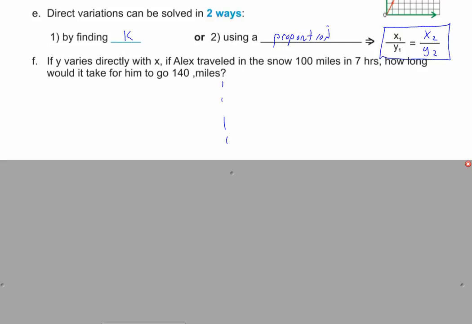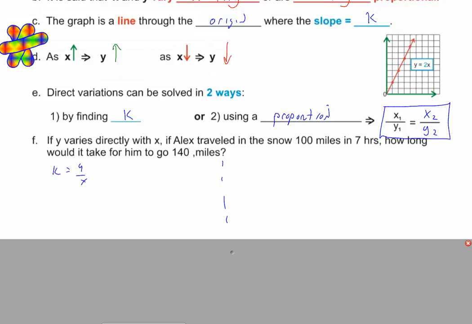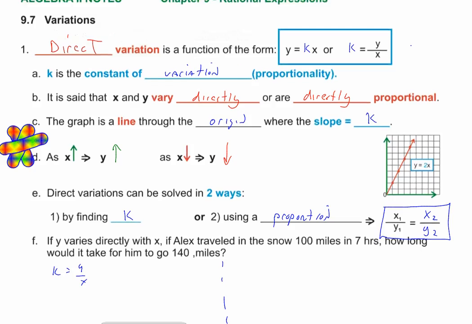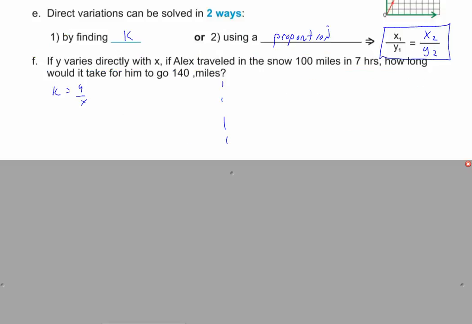All right, so in the first situation, you're going to find k, and so you know k equals y over x. Say, Mr. Scarfi, how did we know k equals y over x? Because up here it says k equals y over x. All right. And again, if you think of it as y equals kx, fine. You can solve it that way as well.